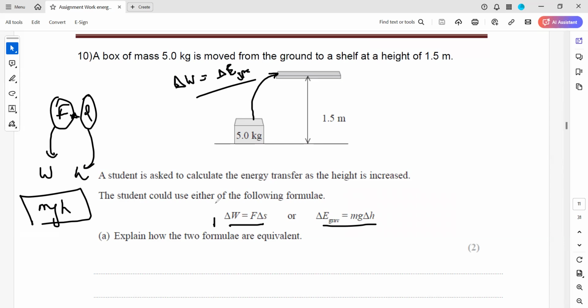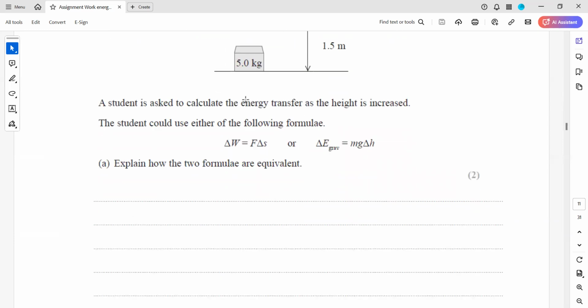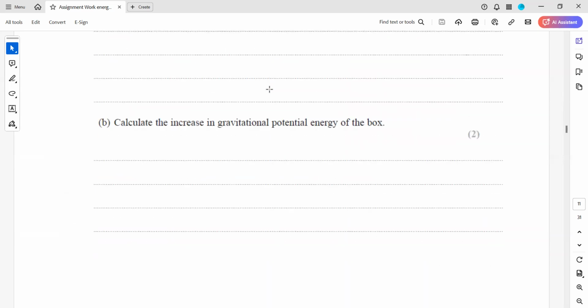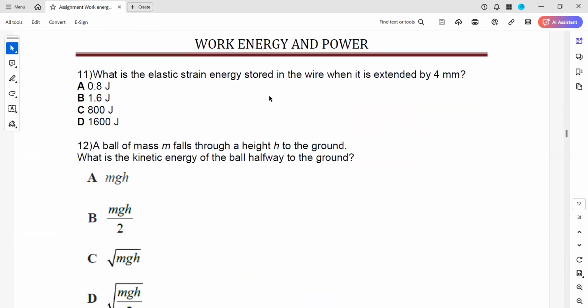So we'll just say work done is force times distance, and work done when moving the object vertically is gravitational potential energy. And force is the weight and the distance moved is the height, so it will be mgh, or mg delta h, or you can also say h because the starting height is 0. Calculate the increase in gravitational potential energy. So we'll just use mgh and we'll get the increase in gravitational potential energy.